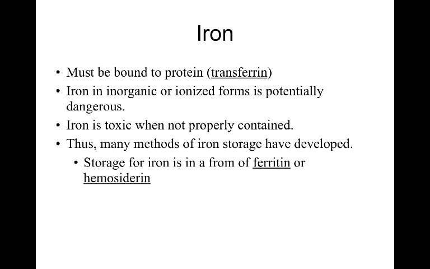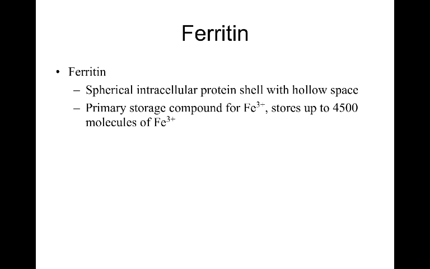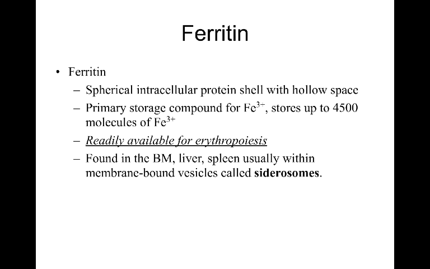What's the storage of iron in our body? The most important storage is called ferritin, and the second storage is called hemosiderin. Ferritin and hemosiderin are two storage forms. Ferritin is a spherical shaped protein with a hollow space. Inside this hollow space, you can store up to 4,500 molecules of ferric. The beauty of ferritin is the iron inside the ferritin is readily available to the bone marrow to produce RBC. And also ferritin is water soluble.